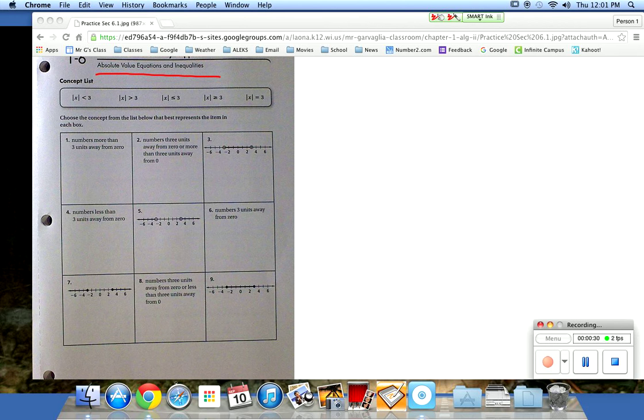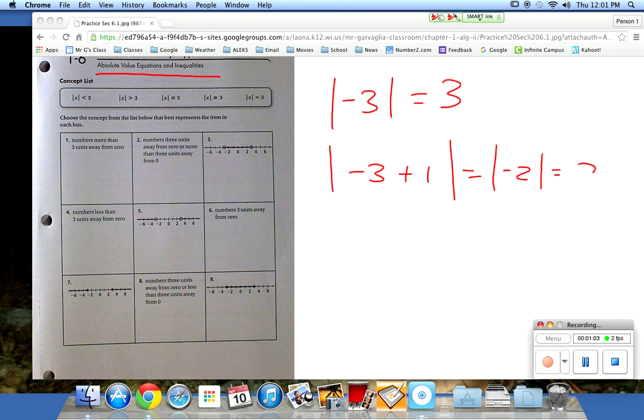If I take the absolute value of -3, what is that, Reese? The absolute value of -3 is what? 3. Makes everything positive, right? If I was to say the absolute value of -3 plus 1, what would that be? 2. -3 plus 1 is the absolute value of -2, right? Absolute value of -2 is 2. So we know what absolute values are.